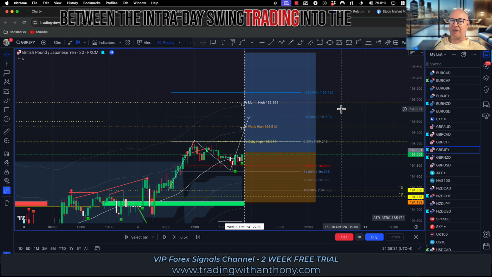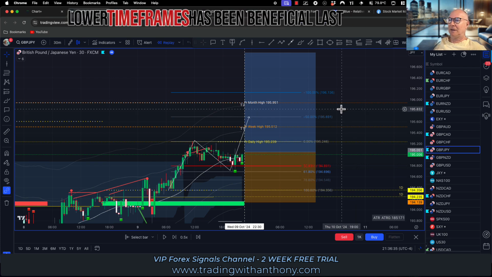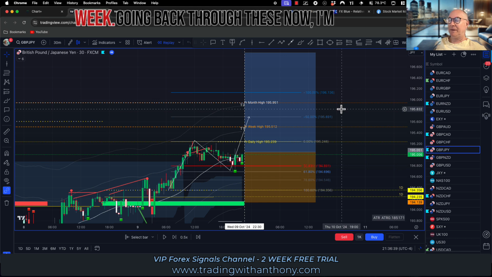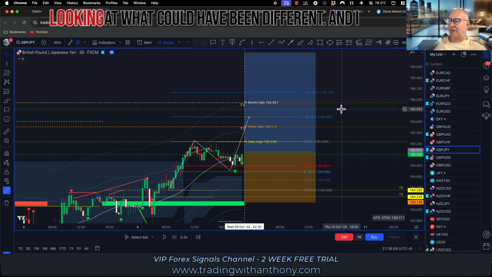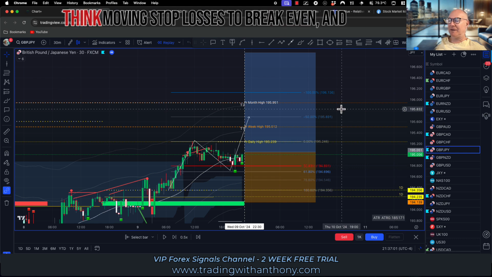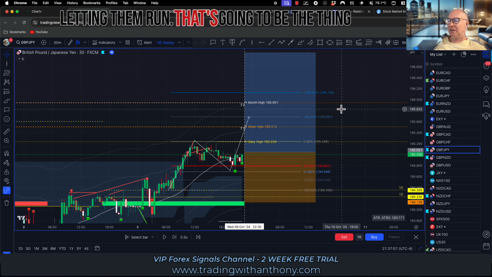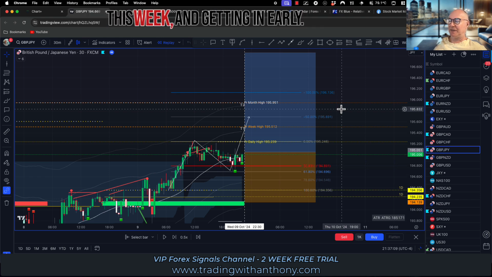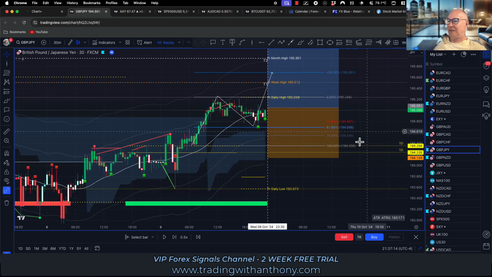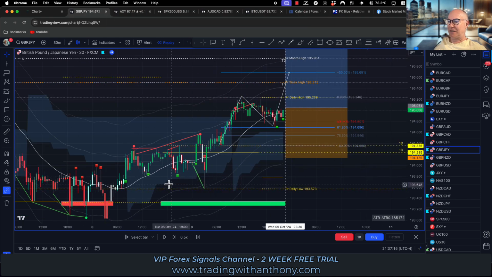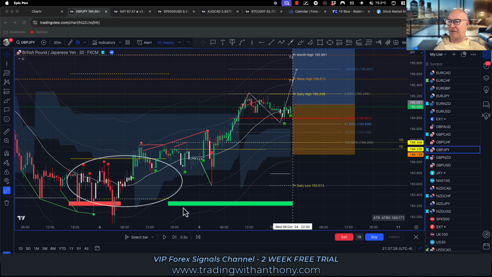The shift between the intraday swing trading into the lower time frames has been beneficial last week. Going back through these now, I'm looking at what could have been different, and I think possibly moving stop losses to break even, letting them run, that's going to be the thing this week, and getting in early. So see this shift here. See how it shifted from red to green? All we need is a couple of these this week.